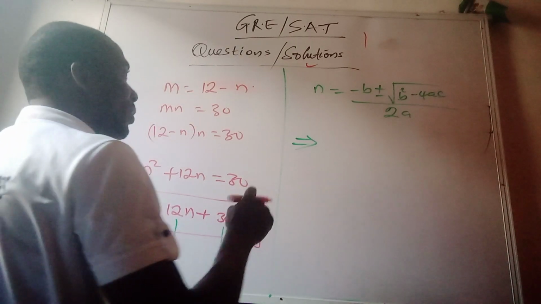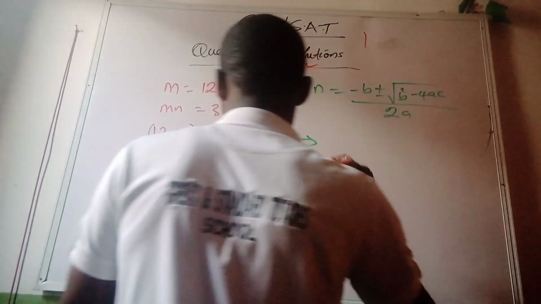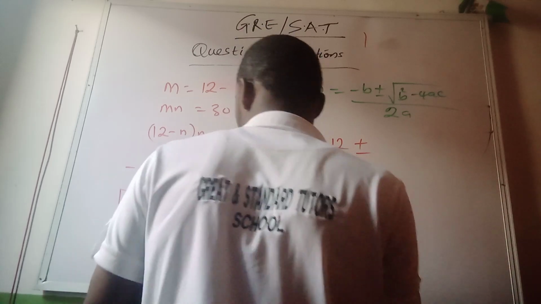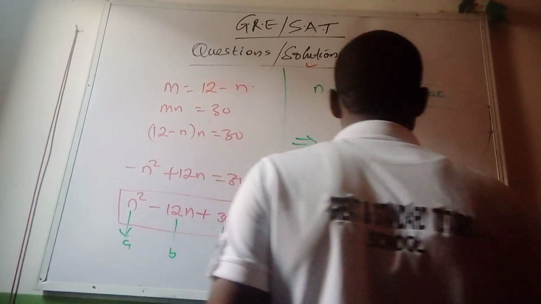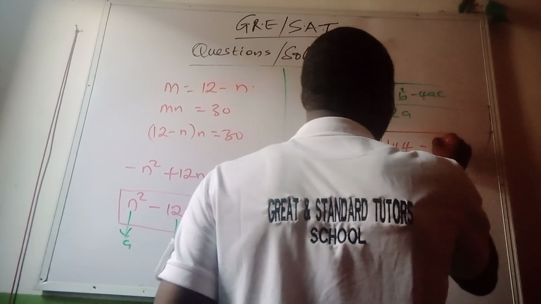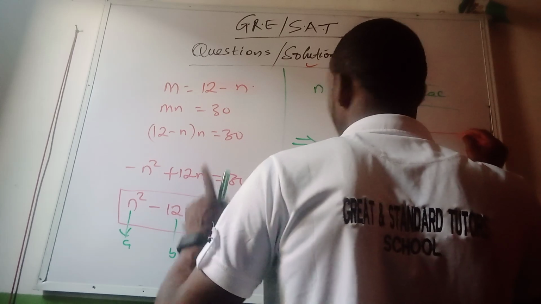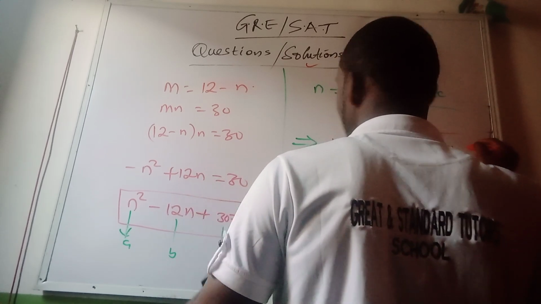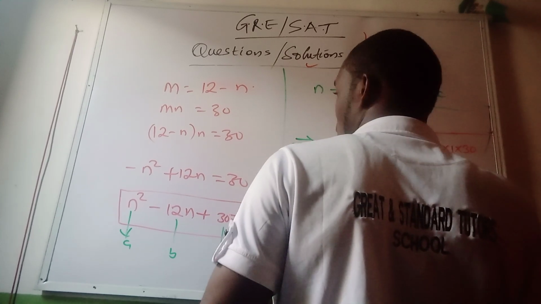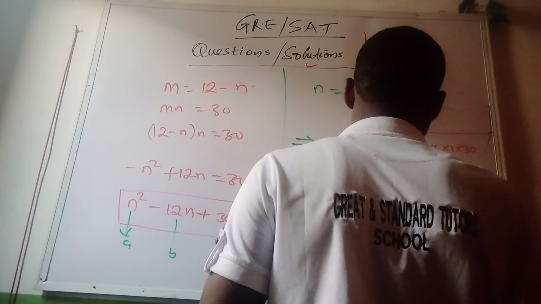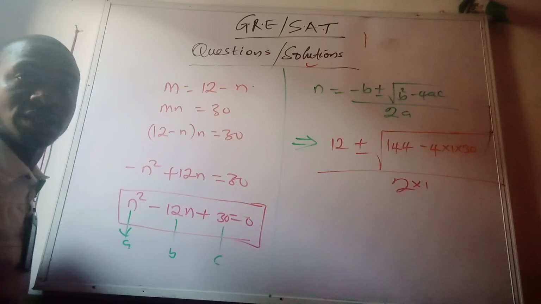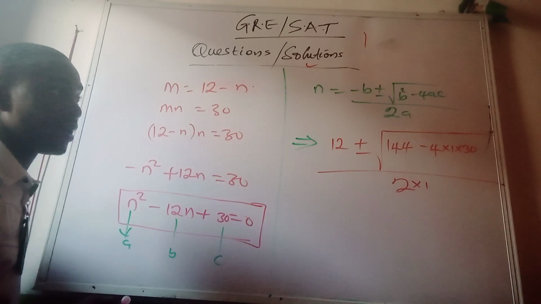So now here we have our minus b, which is minus 12. There is going to be 12 already, since it's minus minus, plus or minus square root of b squared, that is 144, minus 4 times a, which is 1, times c, which is 30, over 2 times a, which is 1, so 2 times 1. So now we have this. We are going to find the expression for this, and that is our answer.